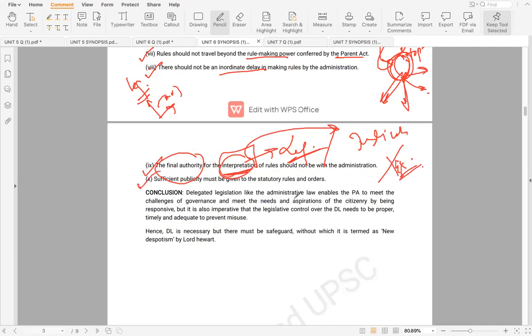Conclusion: delegated legislation, like administrative law, enables the public administration to meet the challenges of governance and meets the needs and aspirations of the citizenry by being responsive. But it is also imperative that there is legislative control. So there are two kinds of control that we read over in delegated legislation solutions. One is judicial and the other is legislative. So both of them are the need of the hour. Hence, delegated legislation is necessary, but there must be safeguards, without which it is termed as new despotism by Lord Hewart. You have heard about new despotism?